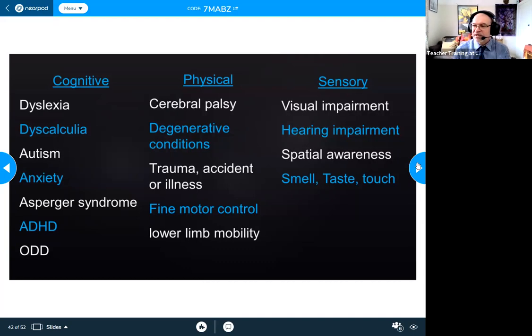And for sensory, the top two are visual and hearing impairments, which can obviously vary in severity. Spatial awareness, smell, taste, and touch are also possibilities, but very much rarer. Not always impacting on learning necessarily, depending on what the subject matter is.